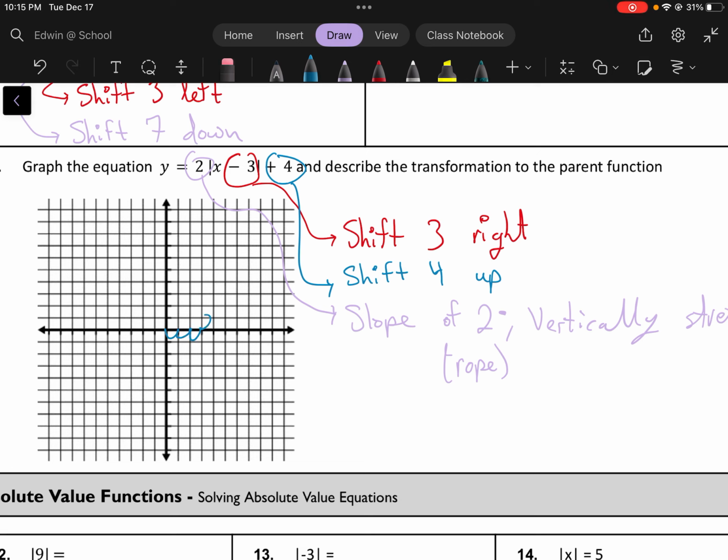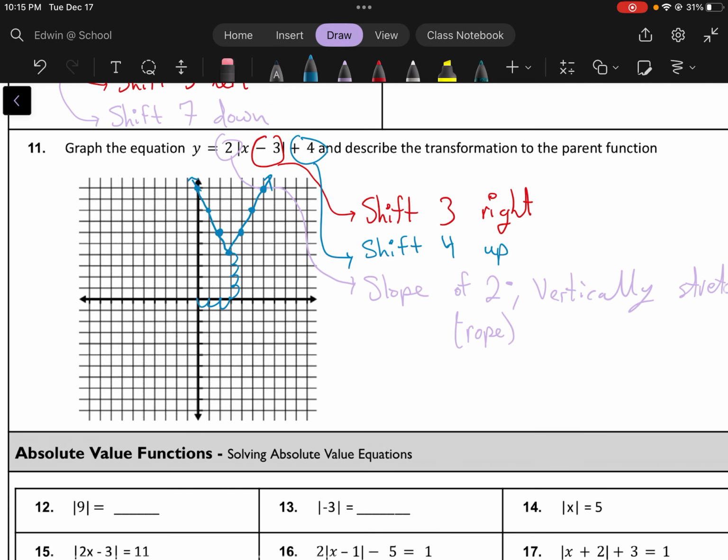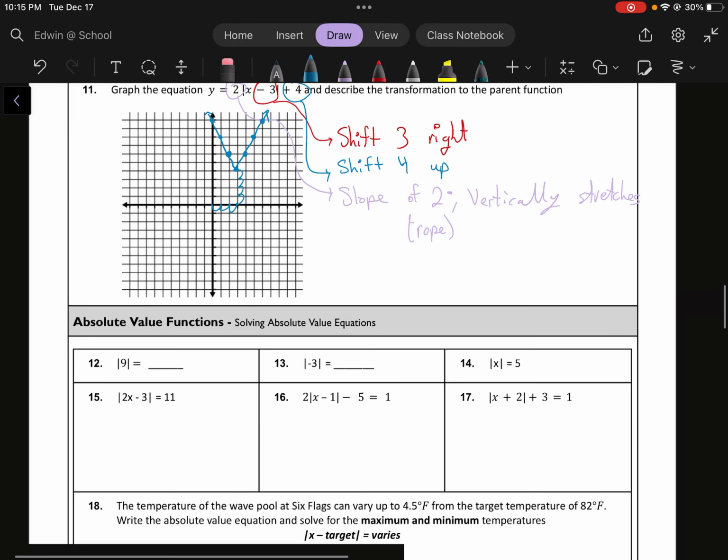So it shifts 3 to the right. So 1, 2, 3, 4 up. 1, 2, 3, 4. And it has a slope of 2, meaning it goes up 2, then 1 to the right. So it has that kind of shape. Something like that. And that's our function. That is how our equation is graphed with the transformations.